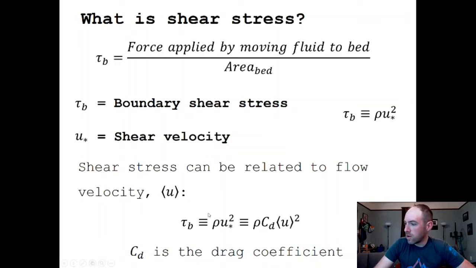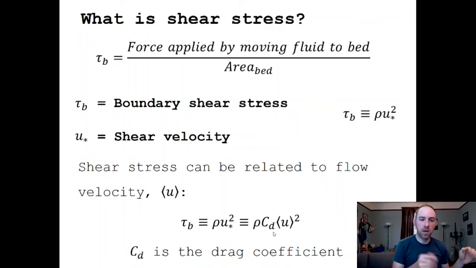And you can measure this in a number of different ways, okay? So one of the ways in which you can measure shear velocity is by relating it to the flow velocity and the drag coefficient, or essentially the roughness of the bed, okay? So you can start to think about how all of these things relate.